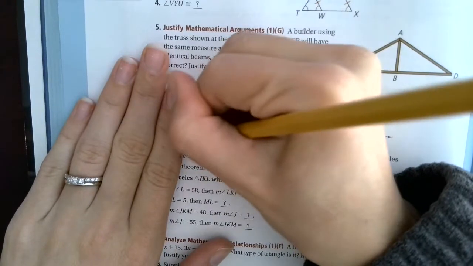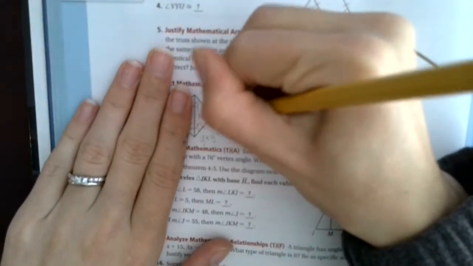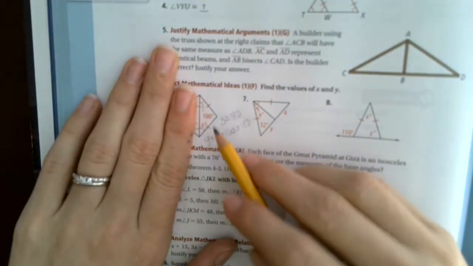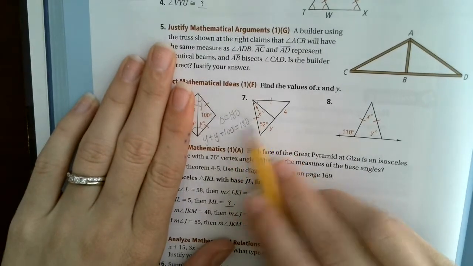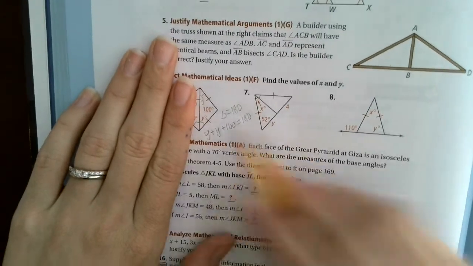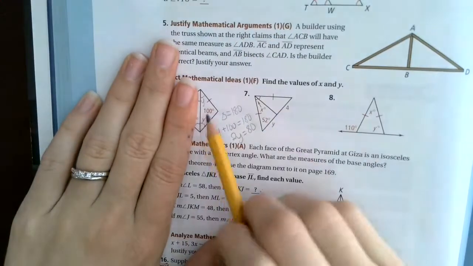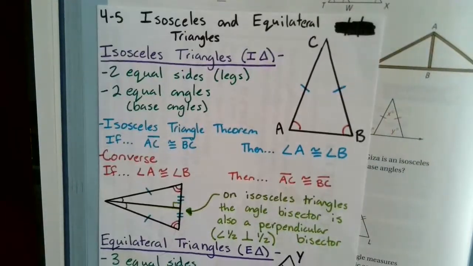I can say y plus 100 is going to equal what? Well, triangles equal 180, so it must equal 180. And then I can solve that problem for what y is. Pretty much, I subtract 180 minus 100, and then divide by 2. So y must be 40. I just did a problem for you guys. So that's what 4-5 isosceles and equilateral triangles are all about.